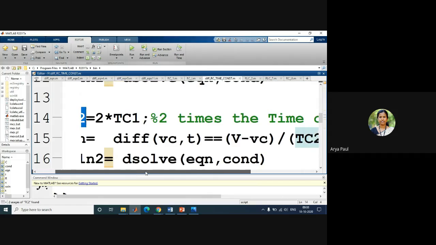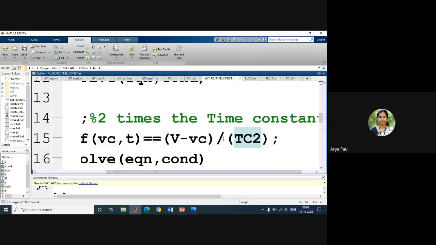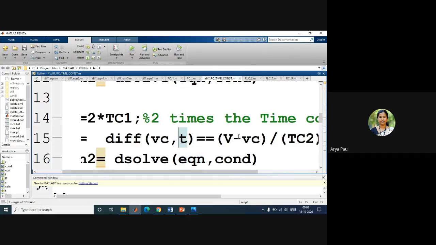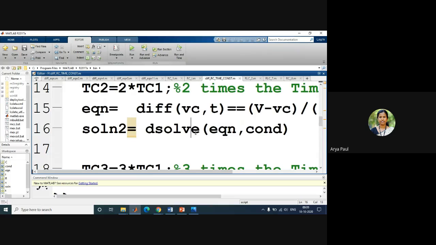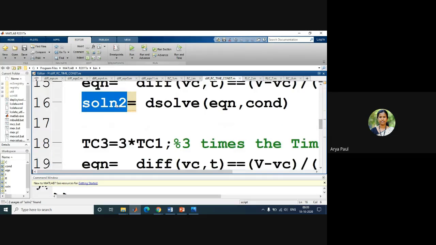Now we put the equation again. Same equation, you change it to V minus Vc divided by TC2: dVc by dt is equal to V minus Vc by TC2. Now you have put equation 2, and using dsolve you put equation comma condition and find out the solution. Solution 2 also you got.